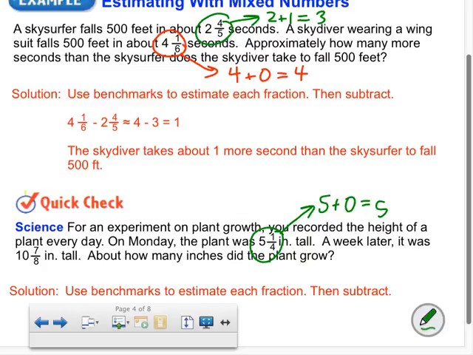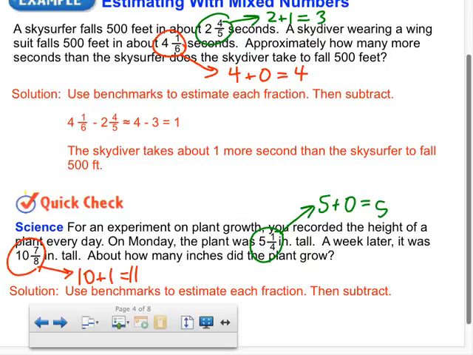Okay. Can you walk me through this other part over here, 10 7/8? What do you want to say 10 7/8 is going to be? 1. So the 10, that's 10, but the 7/8 you want to say is going to be 1. So that means we got 11. Okay. So now let's estimate how much did it grow?